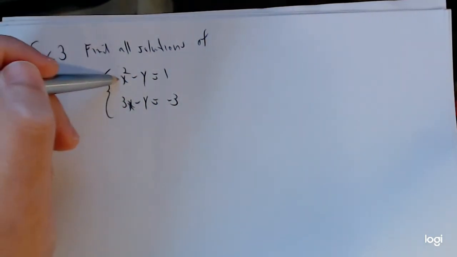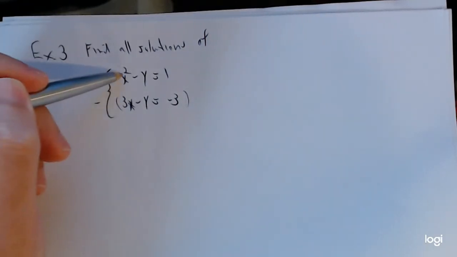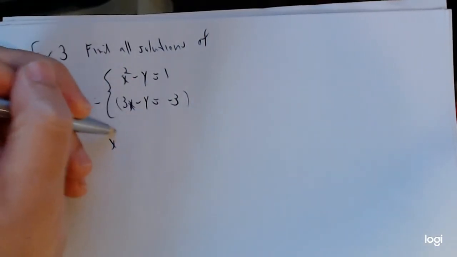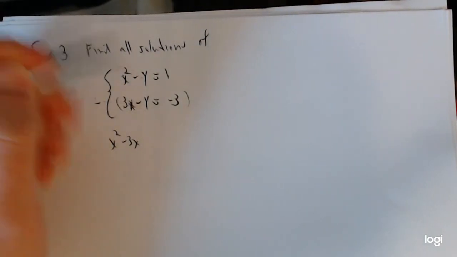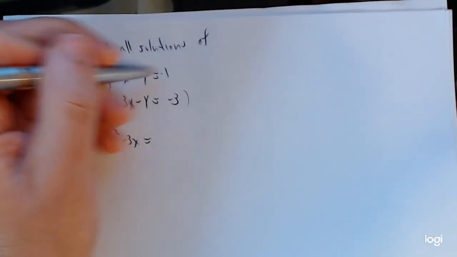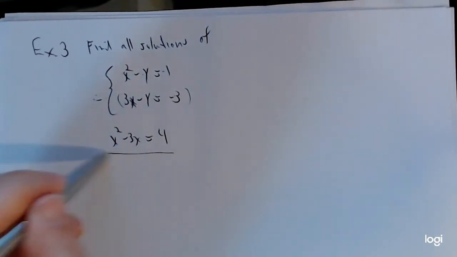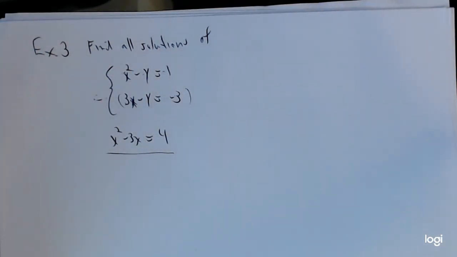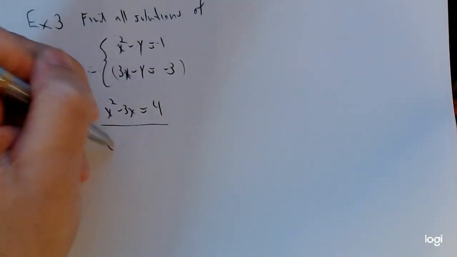So what would I do? I would just take the first row and subtract the second row from it. So what would I get? x squared minus 3x, and then the -y plus y will cancel out, equals 1 minus -3, which becomes 1 plus 3, that's 4. And what do you notice here? Well, I have something of quadratic form, which means I'm going to solve this by factoring. So I'll move the 4 over to the other side.